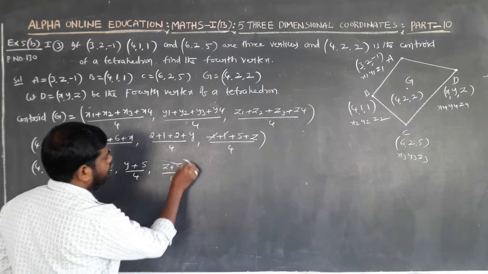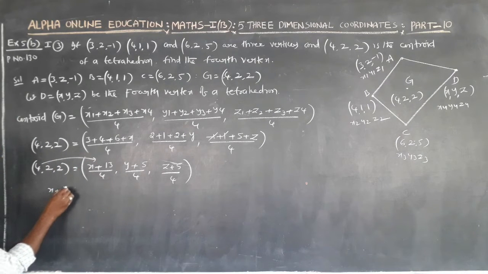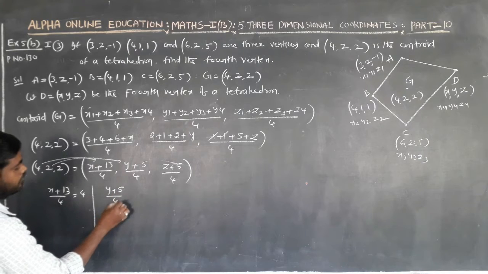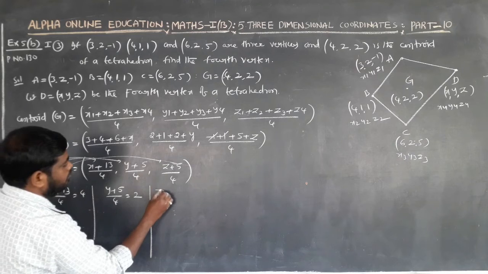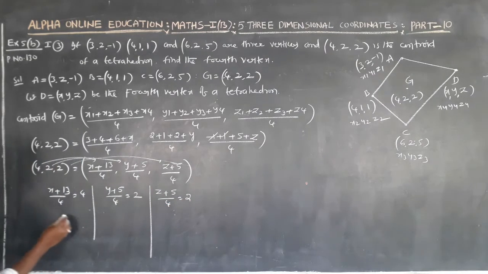5 by 4. Equating x coordinates, x plus 13 by 4 is equal to 4. Equating y coordinates, y plus 5 by 4 is equal to 2. Equating z coordinates, z plus 5 by 4 is equal to 2.